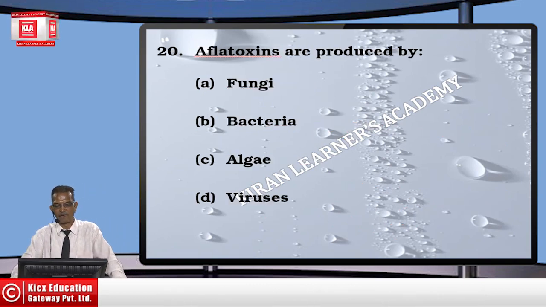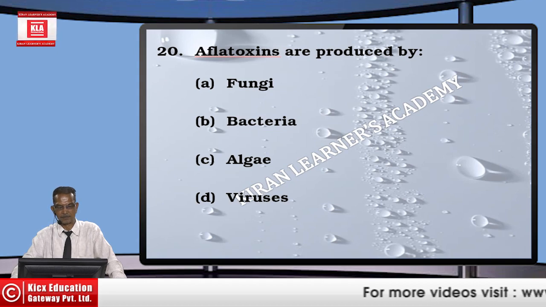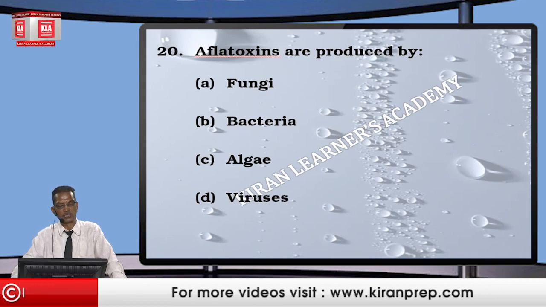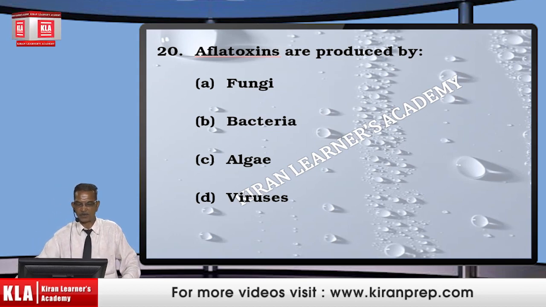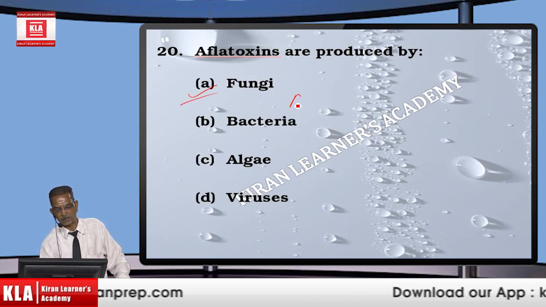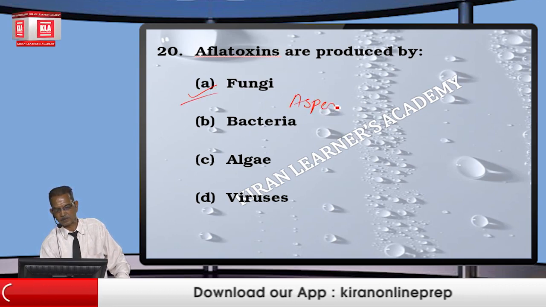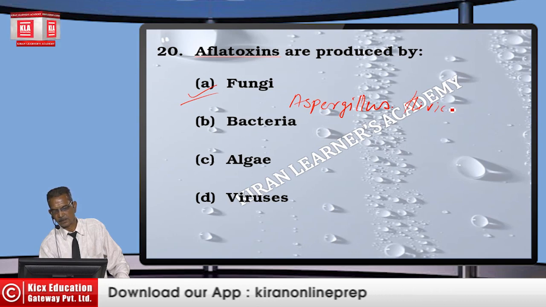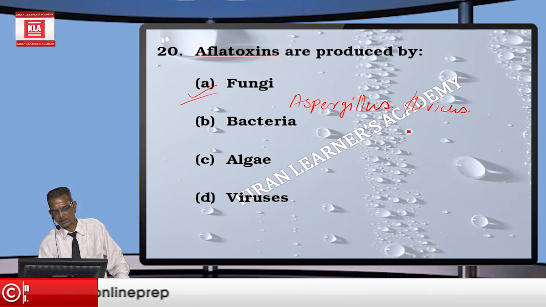Aflatoxin. Aflatoxins are the toxins, as the word toxin means poisons. They are produced by the fungi called Aspergillus flavus.